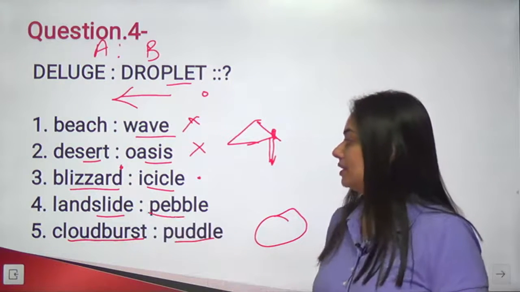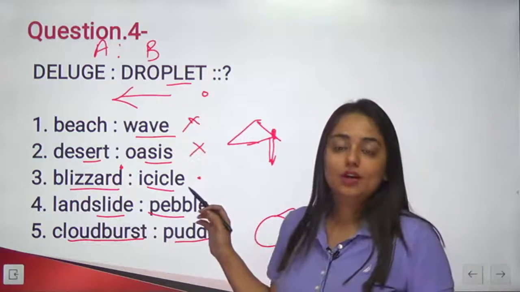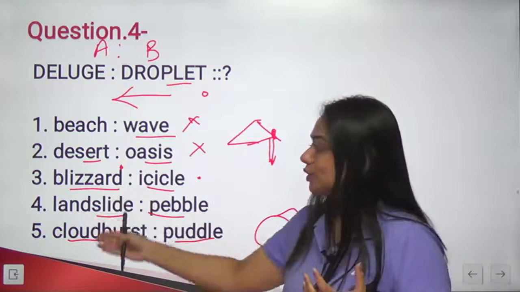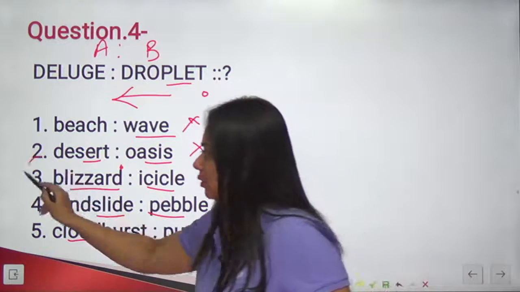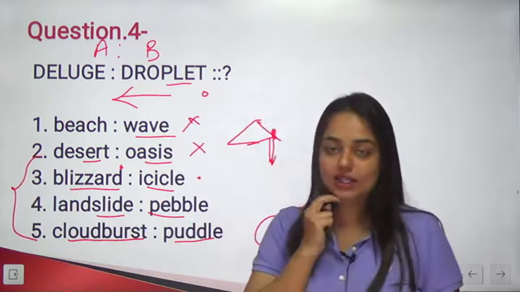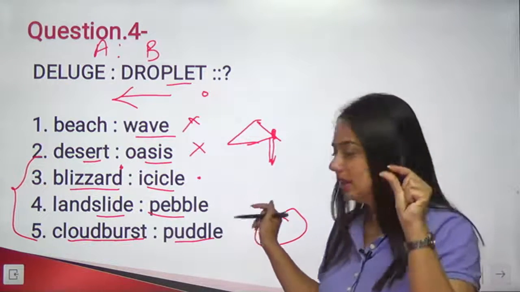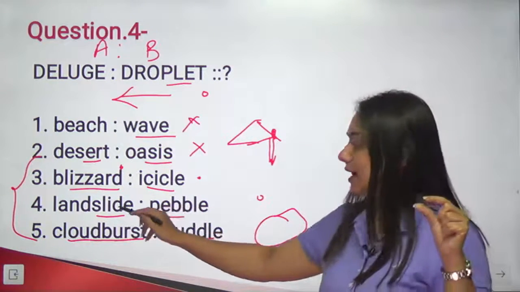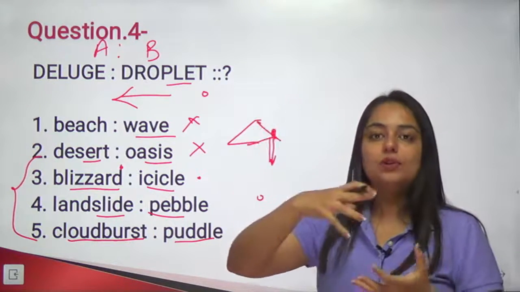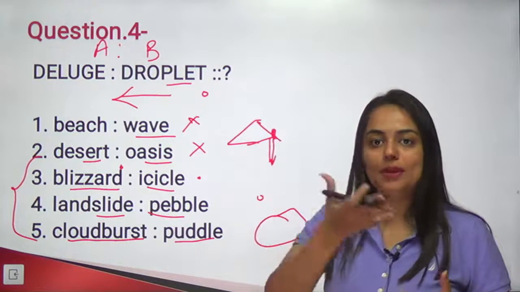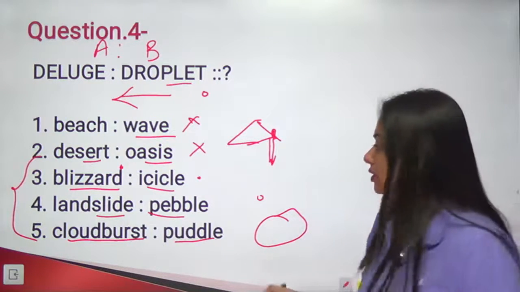Landslide and pebble is something which is, I would say, closest to this pair. So when you see such close contenders like blizzard and icicle, cloudburst and puddle, I would say these three were the ones which could confuse us. But if you see the correct relation, pebble is just one tiny pebble. Landslide is when there is a lot of pebbles or the whole area of that land, it slides down the mountain. So this is the right one.